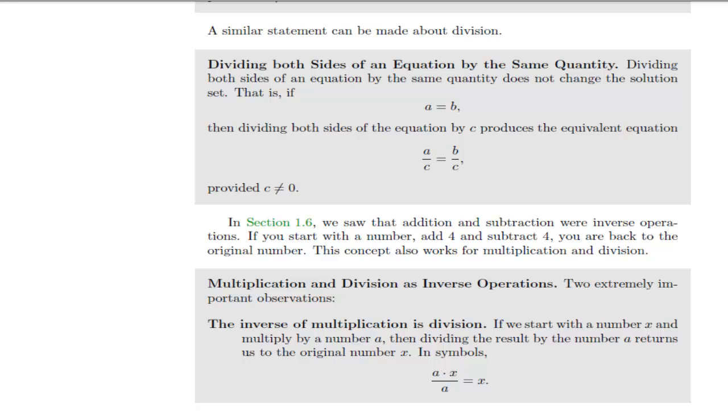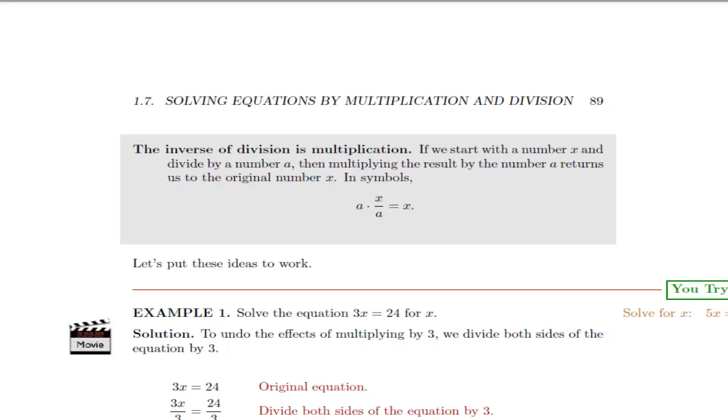If we start with a number x and multiply by a number a, then dividing the result by the number a returns us to the original number x. In symbols, a times x divided by a equals x. The inverse of division is multiplication. If we start with a number x and divide by a number a, then multiplying the result by the number a returns us to the original number x. In symbols, a times x divided by a equals x. Because multiplication and division are opposite operations, we can undo multiplication with division, and vice versa, we can undo division with multiplication. Let's put these ideas to work.